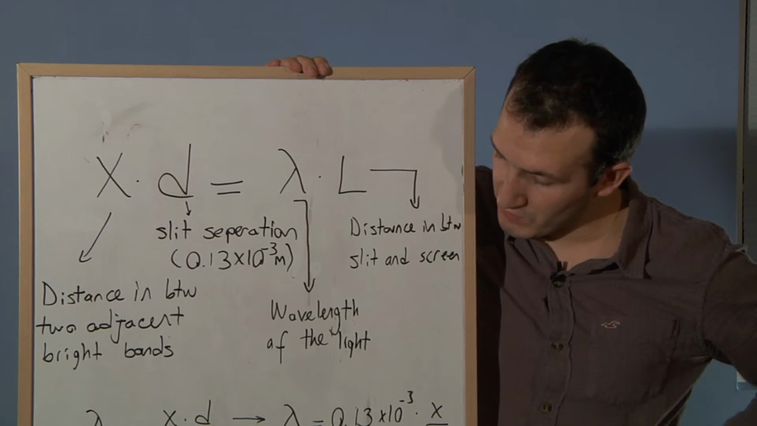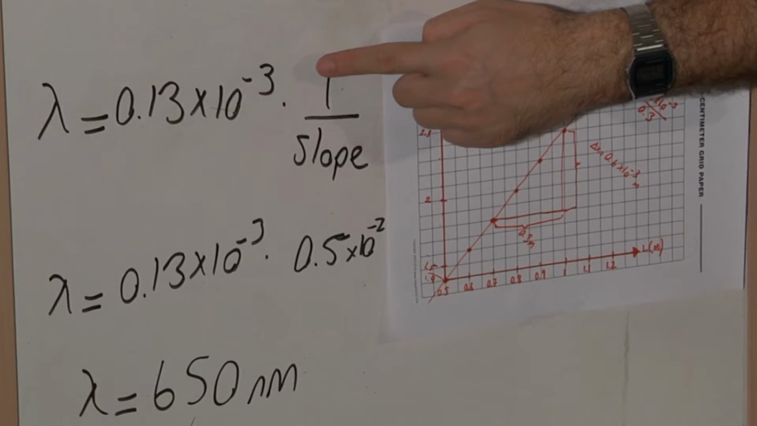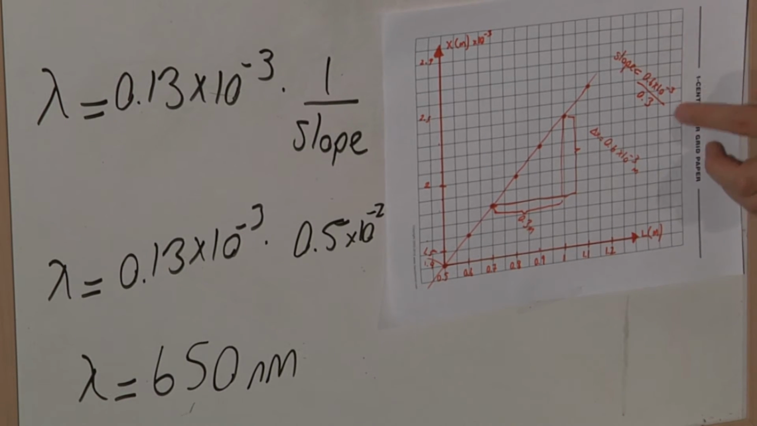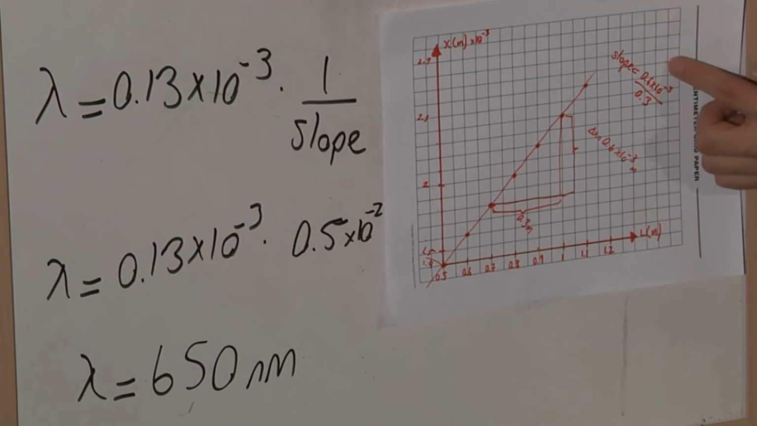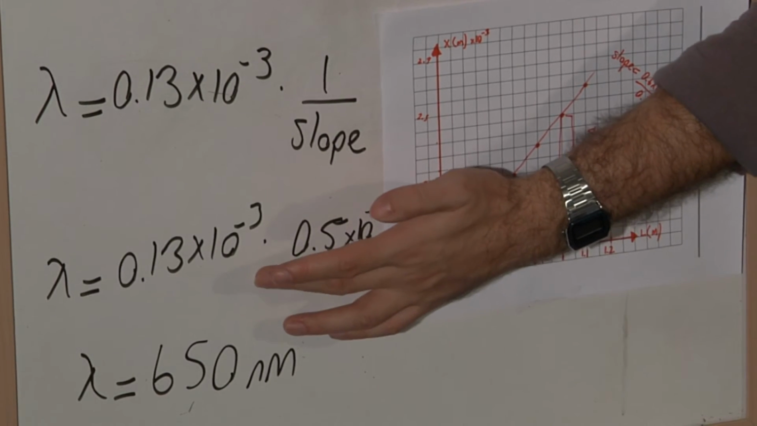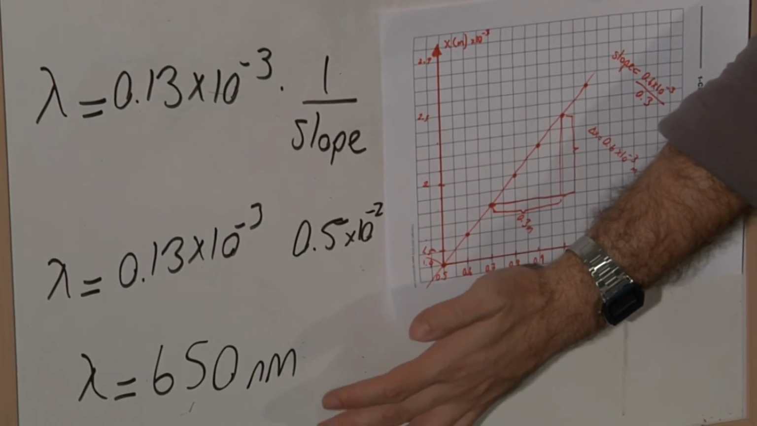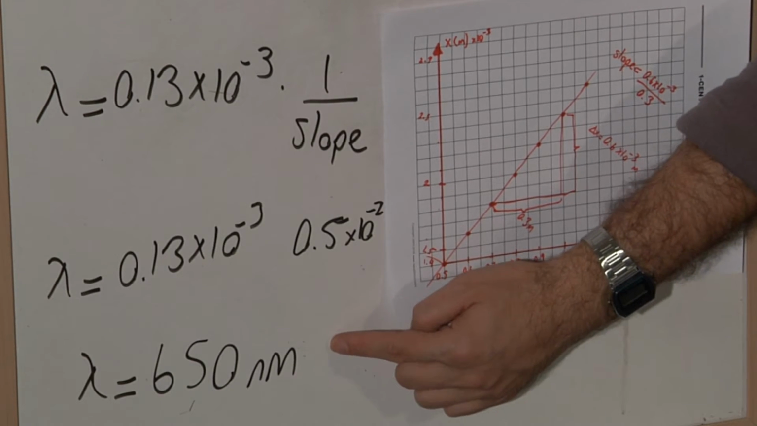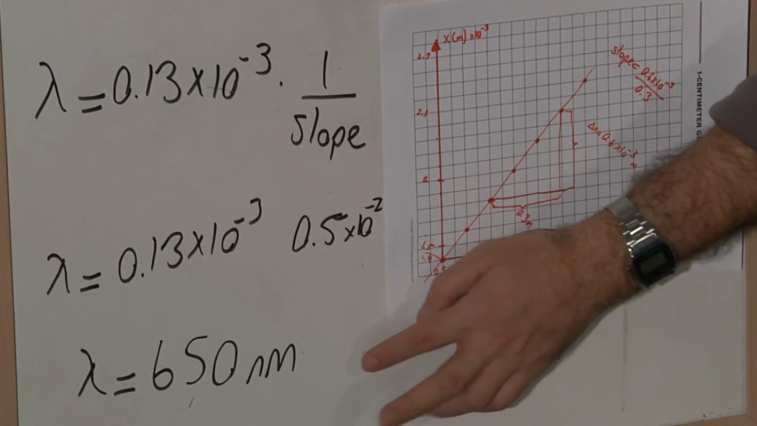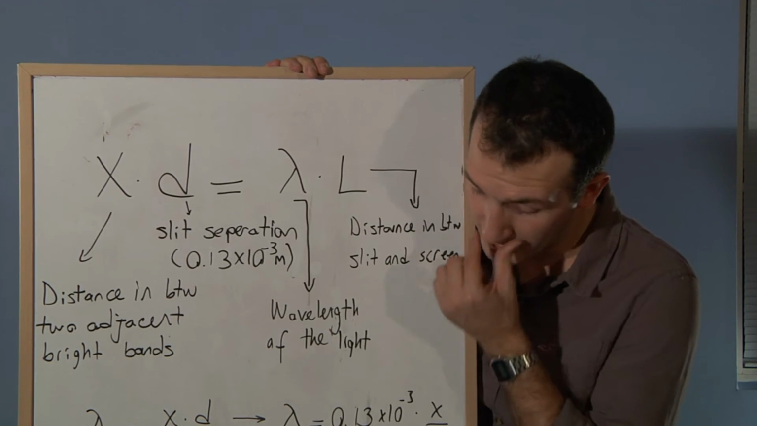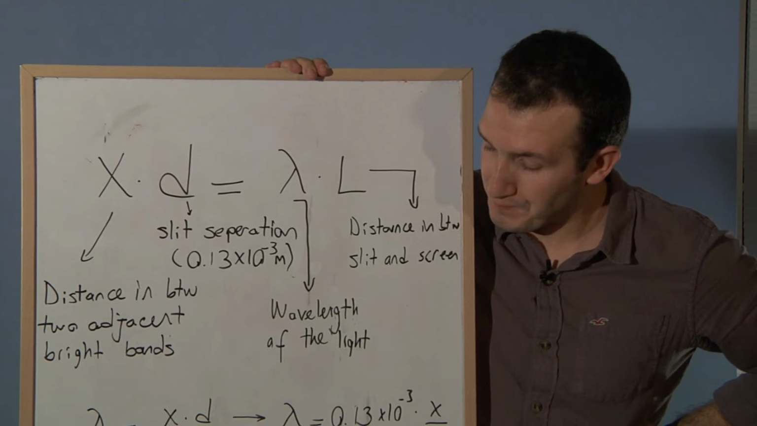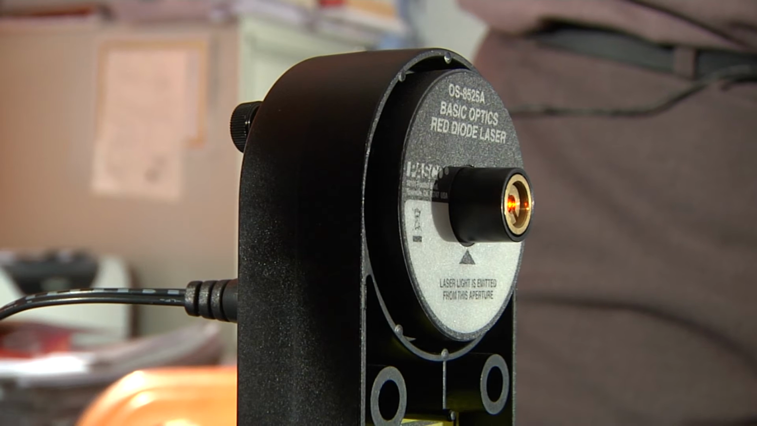All right, in the final stage, we're going to multiply our d with 1 over slope. And our slope is over here. And once you calculate the slope, it's 0.5 times 10 to the negative 2. And if you multiply it with our d, at the end, we are finding our lambda as 650 nanometers. Which is pretty accurate because the actual wavelength of the red light is 651. And that's pretty accurate.